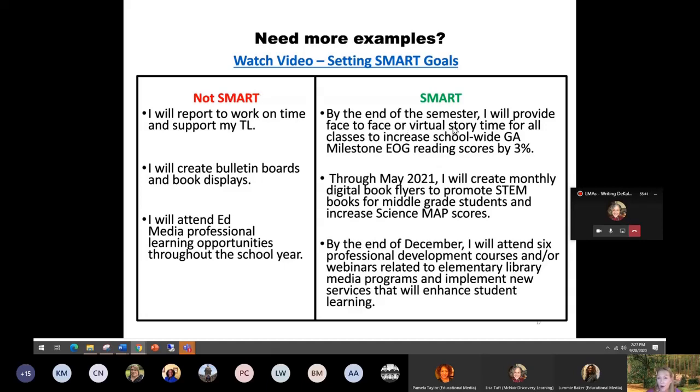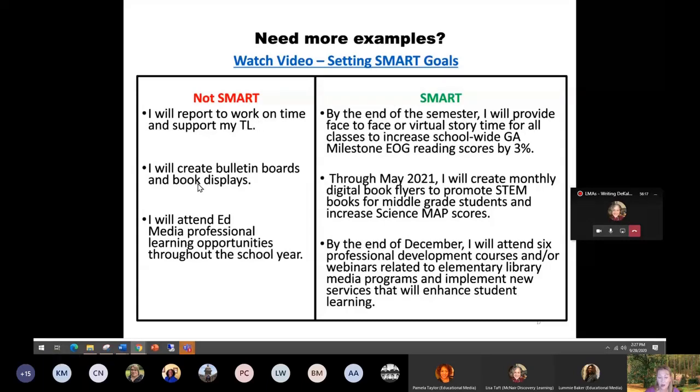So if we look over on the right-hand side, if you were to word that: by the end of the semester, I will provide face-to-face or virtual story time for all classes to increase school-wide Georgia Milestone end of grade reading scores by 3%. That is much more specific. It is measurable because you have given a specific amount that you would like for those scores to increase. It is attainable. It is relevant, and it is time bound.